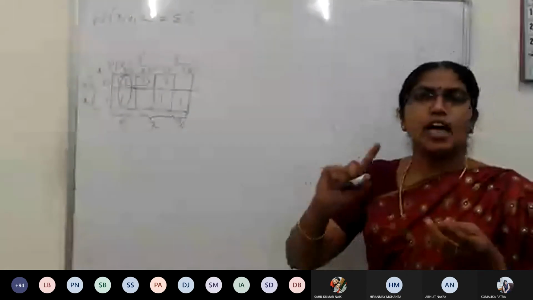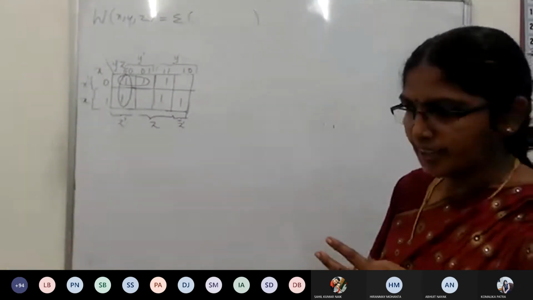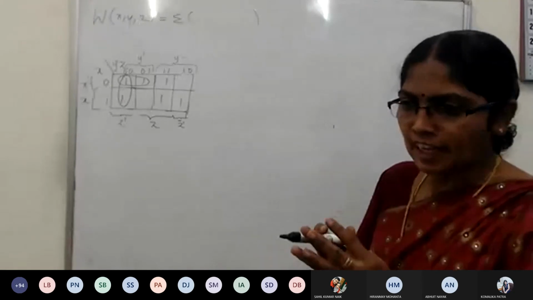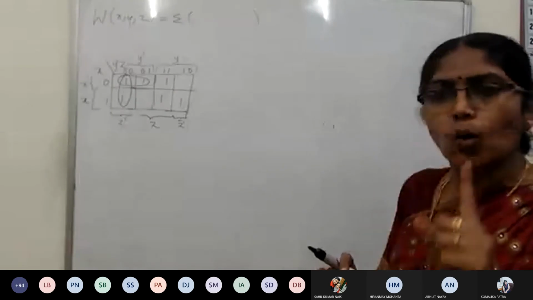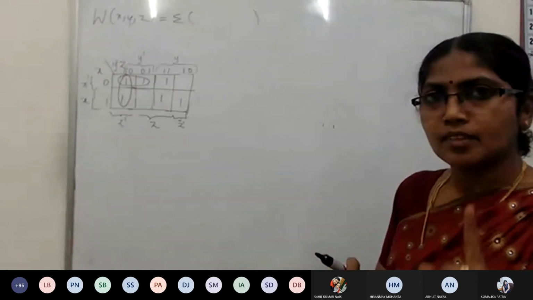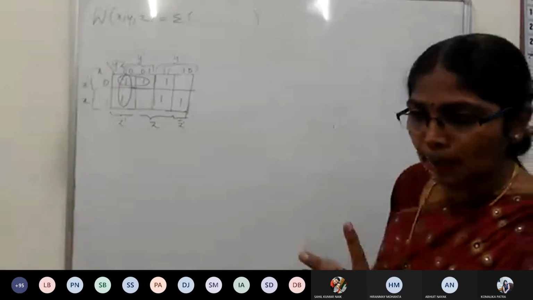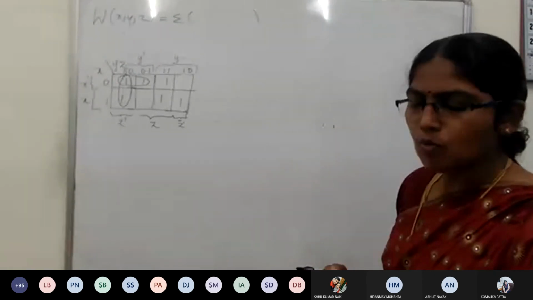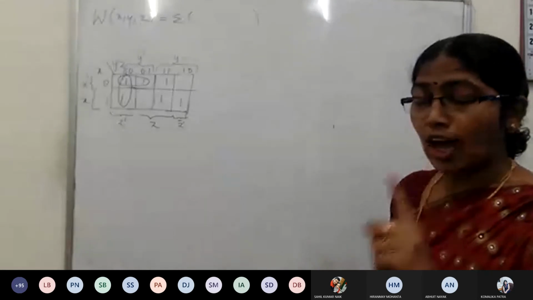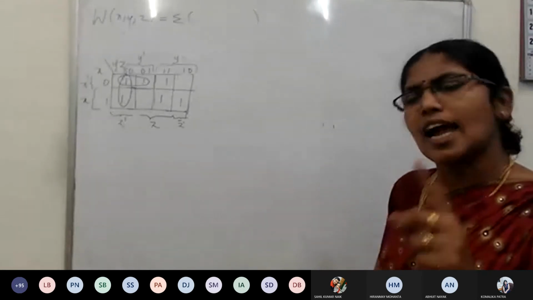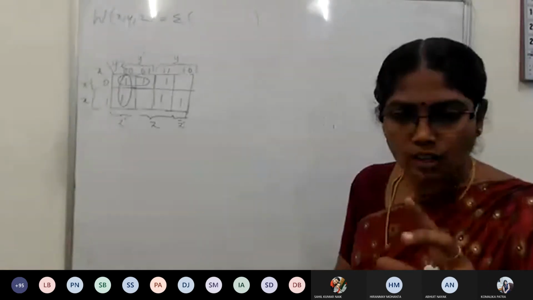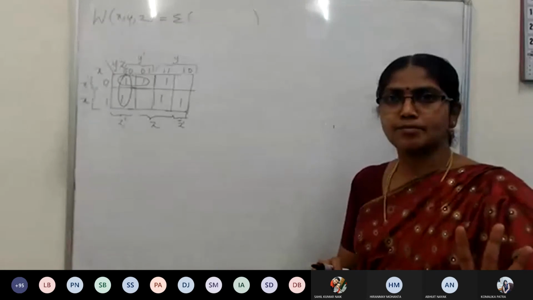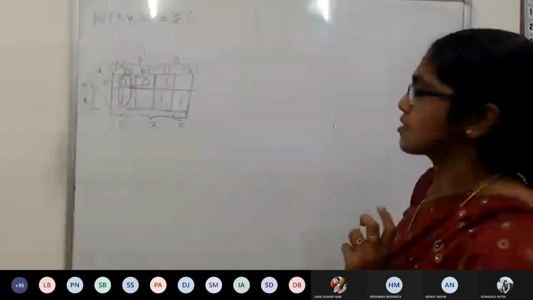But think carefully. Whenever you are making a pair, a quadruple or an octet, each combination should have at least one term which is used only once. Carefully understand, I will repeat. Each combination, whether it's a pair, octet, quadruple or anything, should have at least one term which is used at least once. Then only those pairings, octets or quadruples are valid.